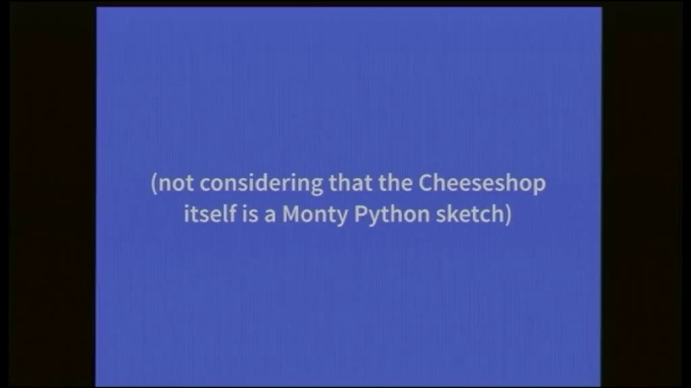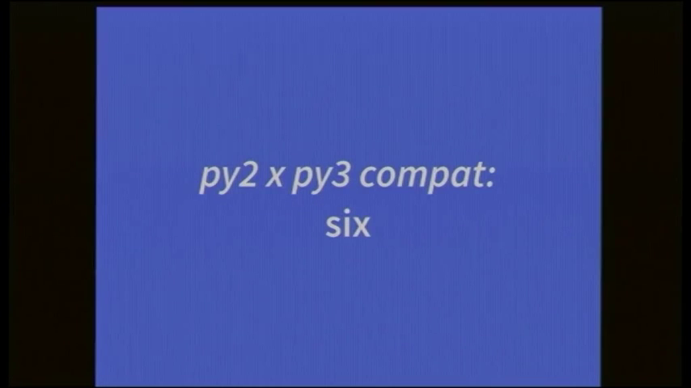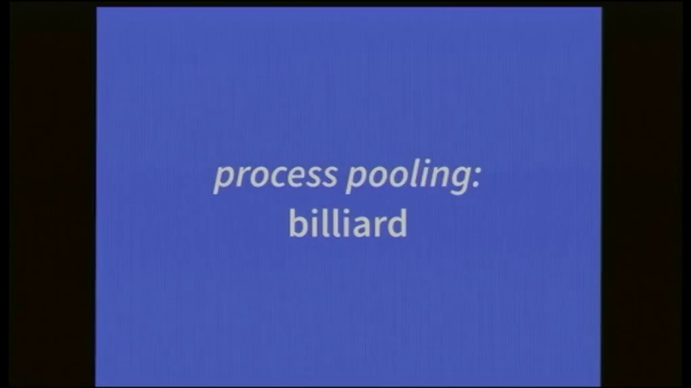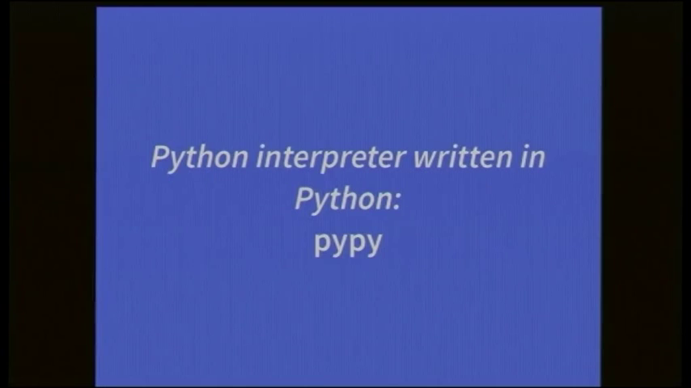But it's not just us. Some people on PyPI are getting pretty good. You know, apart from that, it's called the cheese shop to start with. The Py2 and Py3 compat library is called Six. That's a good name. Internationalization, Babel, Tower of Babel. I think that's a thing. The process pooling, Billiard, yeah.